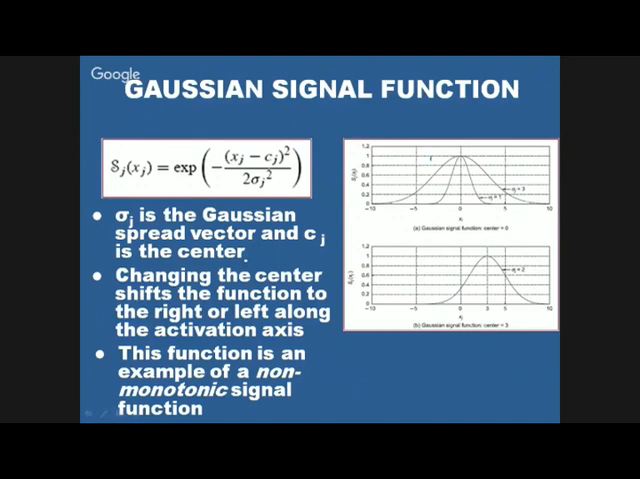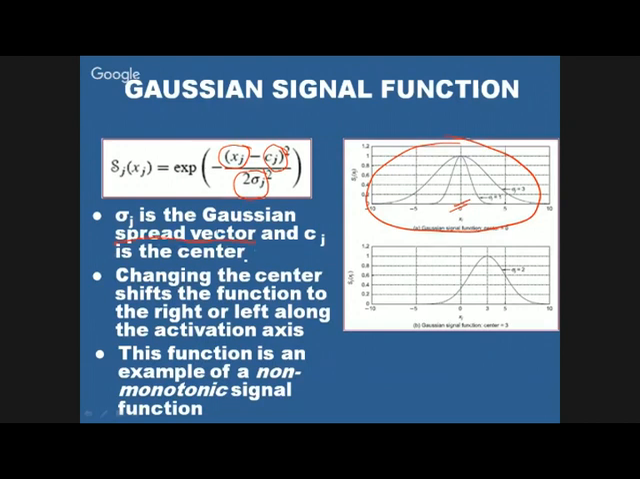Next is the Gaussian signal function. By the name Gaussian, as you know, the Gaussian distribution, Gaussian noise, and similarly the Gaussian signal function. Here we have shown the output of the Gaussian signal function. It is e to the power minus xj, that is your net input, minus cj. Cj is your center, meaning whether your center is 0, the origin, or somewhere else. And 2 into sigma j, where sigma j is the Gaussian spread factor.